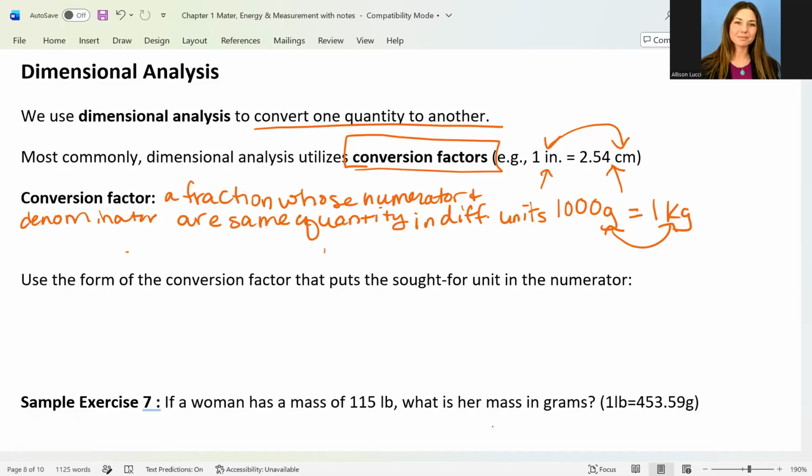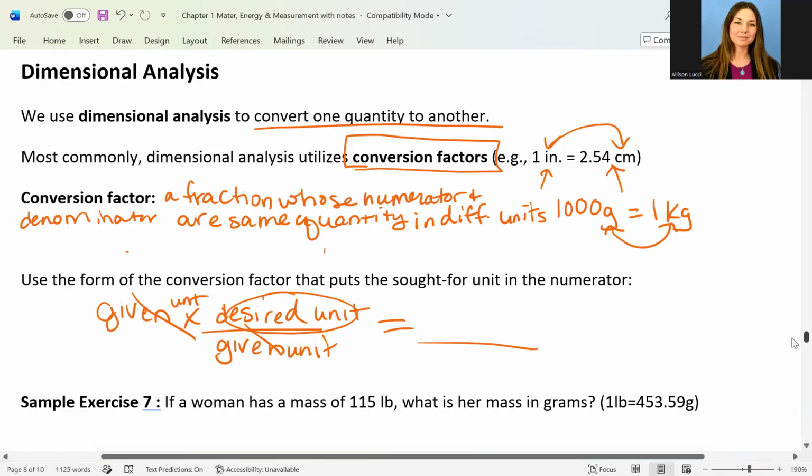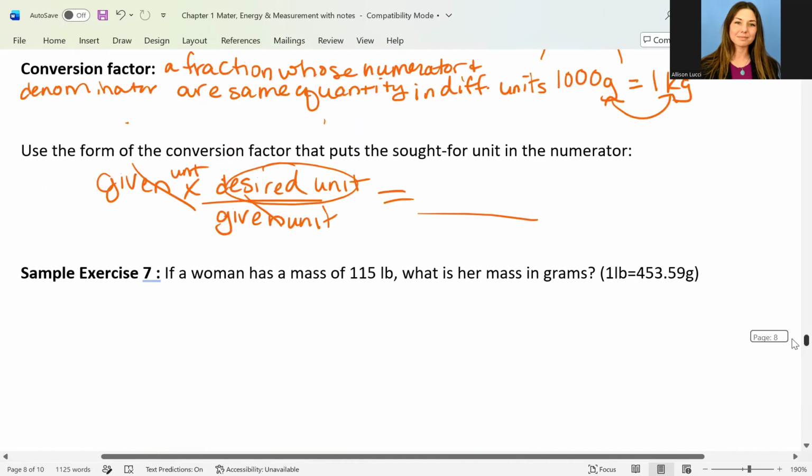So we can say that we have our given unit times this fraction here, and we would cancel the given unit by putting it on the bottom, with our desired unit on top. So these would cancel out, and we would end up with our desired unit for our final answer. So let's take a look at sample exercise 7, and we can see an example of a conversion factor here. So we're given this equality.